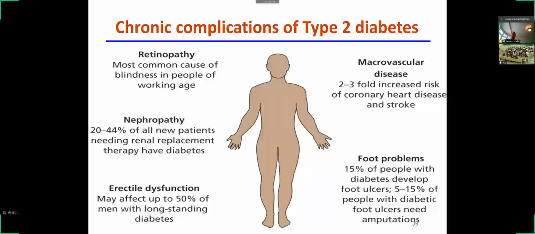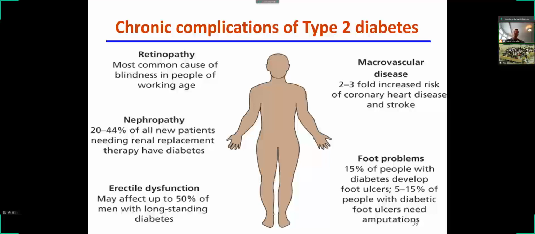Oftentimes, you get erectile dysfunction, and this affects up to 50% of men with long-standing diabetes. And eventually, in prolonged cases, you start to develop foot problems, with 15% of people with diabetes developing foot ulcers, and in some cases, 5 to 15% of those needing amputations, which obviously is a quite serious and dramatic event and life-altering.